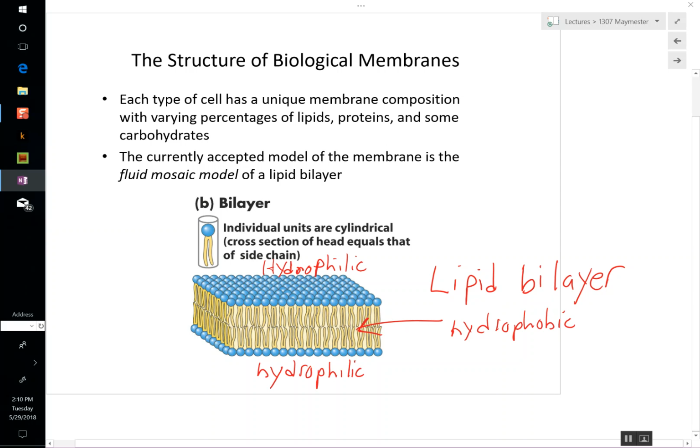So what do you have here? You have water up here, you have water up here. There's an aqueous environment outside the cell, there's an aqueous environment inside the cell. Cell's full of water. And the bloodstream's full of water. And so what do you have here? You got a barrier. You have a hydrophobic barrier that is going to keep things from going in and out of the cell unless specified by the cell.